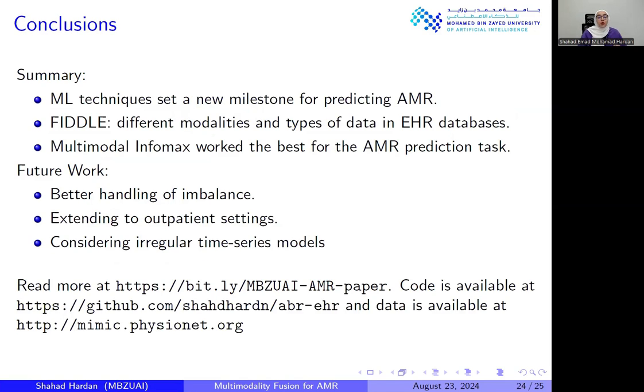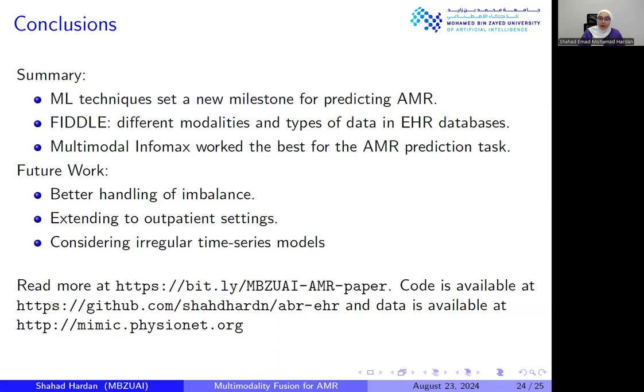So in conclusion, we saw how throughout our approach, we were trying to set a new milestone for predicting antimicrobial resistance using the fusion mechanisms and using electronic health records. We use FIDDLE to pre-process the data, and this is a really important step in our approach because the way you handle the data really plays a huge difference in the performance of the models. Out of the fusion techniques, we want to further use multi-modal Infomax because of the significant change it made. And for future work, we're hoping to handle the imbalance in a better way. We are hopeful that this will actually improve the results way more.